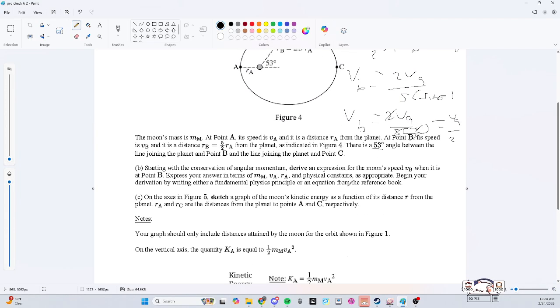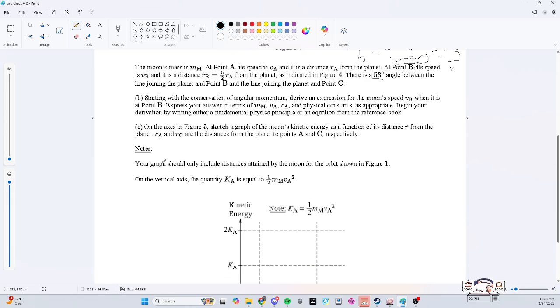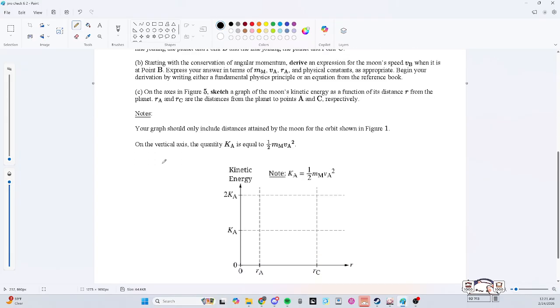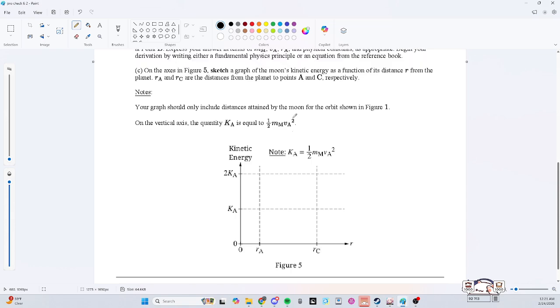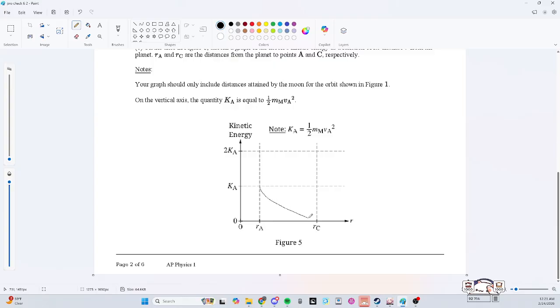Then part C, on the axis, sketch a graph of the moon's kinetic energy as a function of its distance r from the planet. Now here we have KA is equal to this, and we have to notice here that this VA is squared, so that means as the radius increases, the velocity decreases as well, but the decrease will be squared, so that means it curves like this. And the reason why it doesn't touch 0 is because it stays in orbit. If it hits 0, then there would be no orbit.